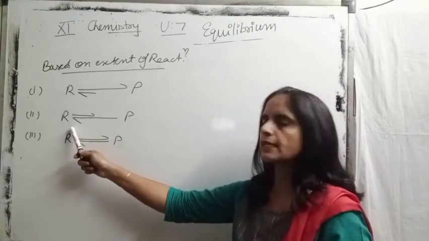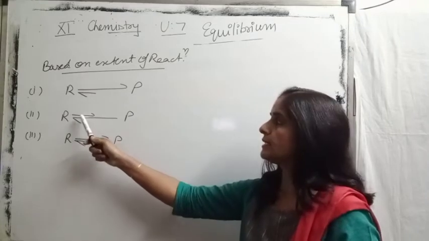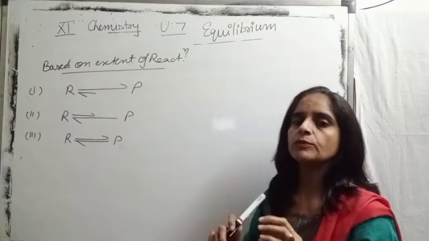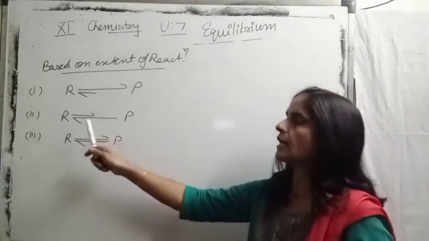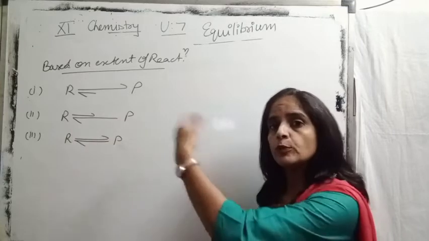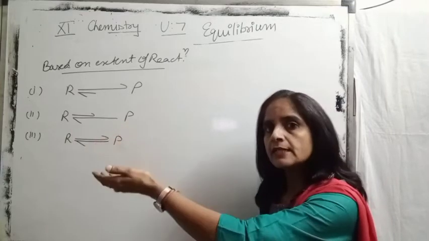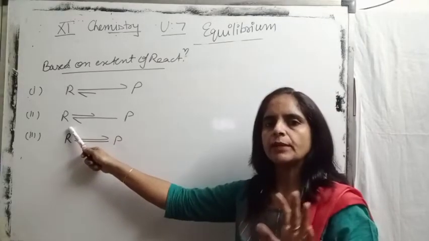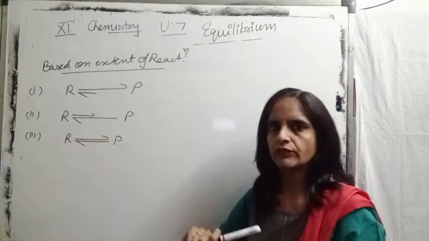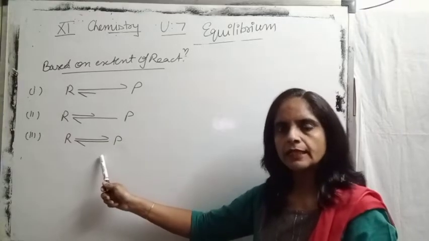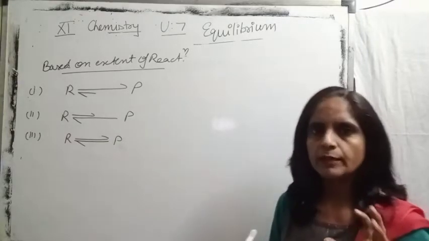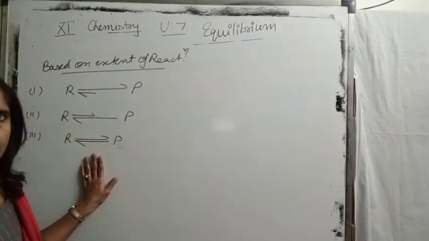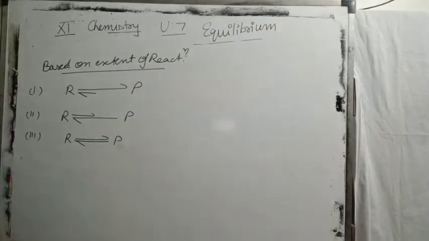Then let's talk about the second situation. In this case, we can see the forward reaction is very slow as compared to backward. So what happens at equilibrium stage? Most of the reactants remain unchanged because the decomposition of product is faster as compared to formation of product. So most of the reactants remain unchanged at the stage of equilibrium. And this is the third category on the basis of extent of reaction, where the molar concentrations of reactants and products are almost the same.